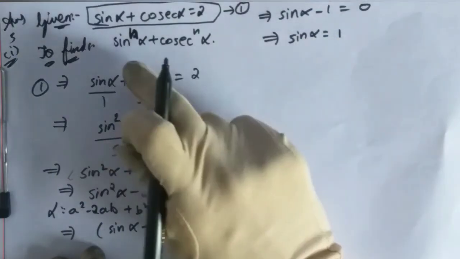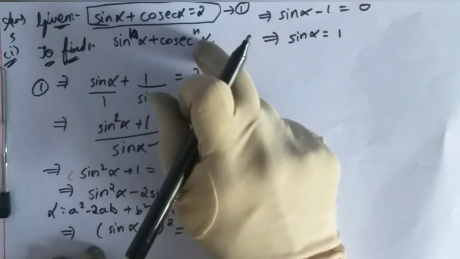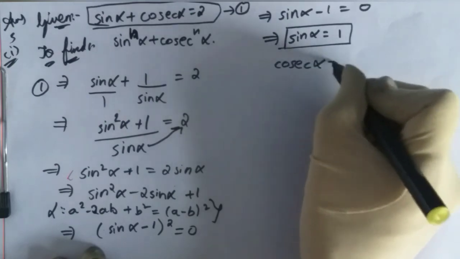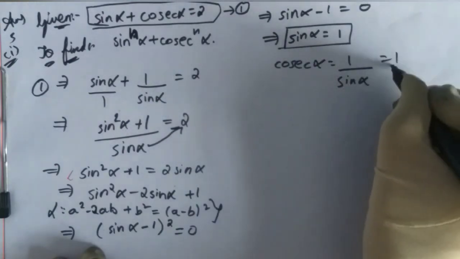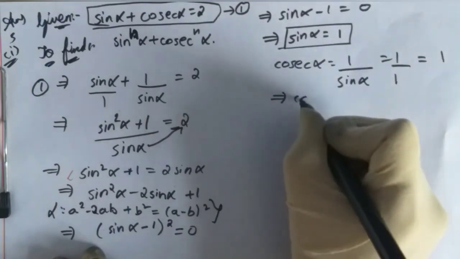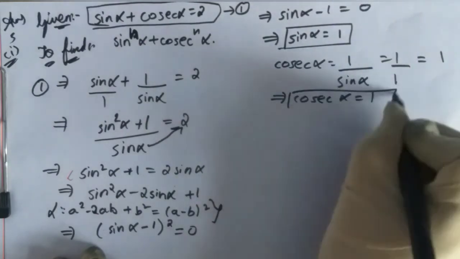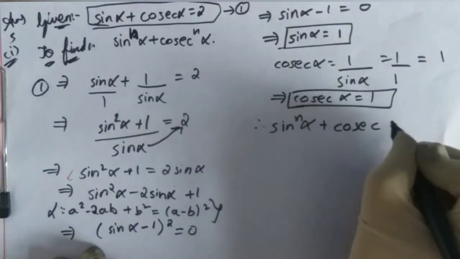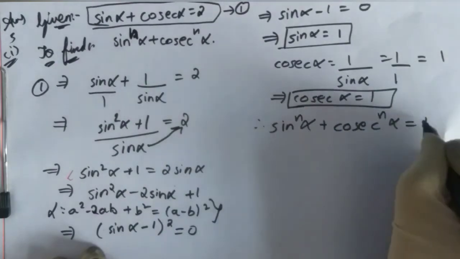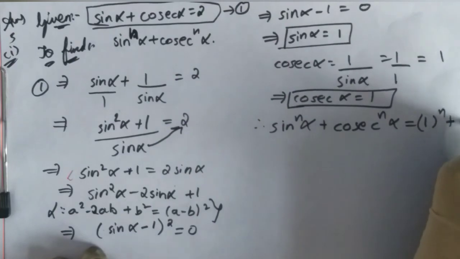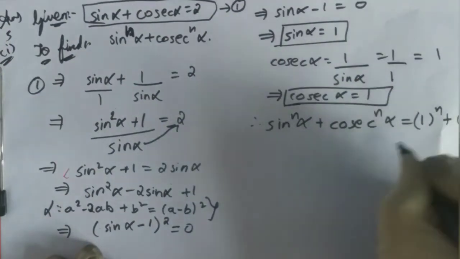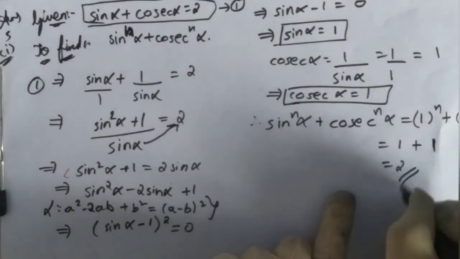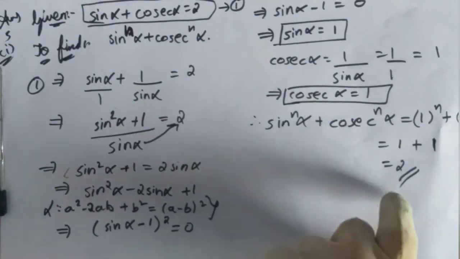Now it is asking us the value of sin power n alpha plus cosecant power n alpha, where n is any integer. So we have sin alpha, and we can easily find cosecant alpha. We know cosecant alpha is 1 by sin alpha. So substitute sin alpha, 1 by 1. So we got cosecant alpha is also 1. Therefore sin power n alpha plus cosecant power n alpha is equal to 1 power n plus 1 power n. 1 power n is 1, we know that, because n can be any integer. We have 1 plus 1 is 2. So the value of sin power n alpha plus cosecant power n alpha is 2.